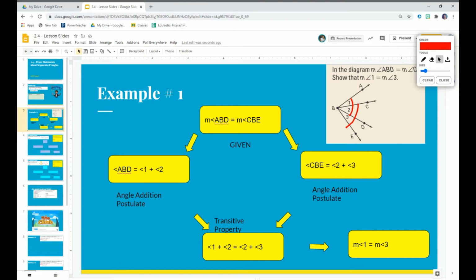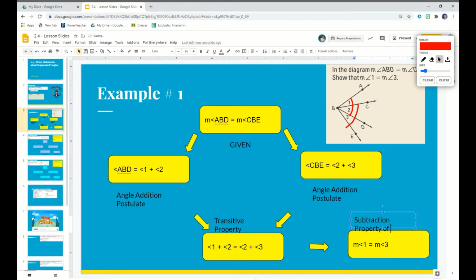Okay. Now, if you look at this equation, you have angle 2 on both sides. You're very close to what you need to prove. So if you can find a way to get rid of angle 2 on both sides, you have arrived at what you need to prove. You can subtract angle 2 from both sides, and that will give you angle 1 is equal to angle 3. So this is the subtraction property of equality that supports this.